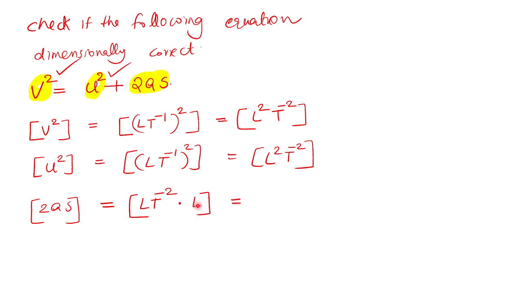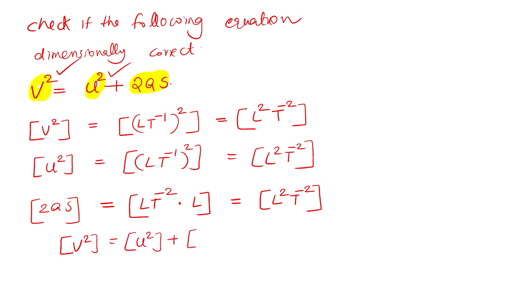L into L, L square. L square T raised to minus 2. Deva, all of you clear? Deva, Nadasha, okay. Aryan, do you understand? Aryan: Yes, sir. Deva, do you have any doubt? Deva: No, sir, I understood. So the dimension of each term is correct.